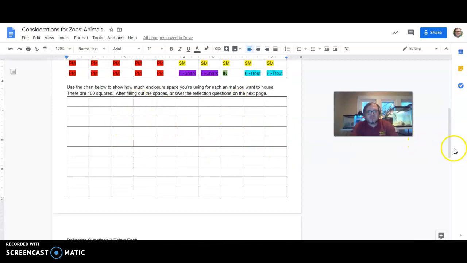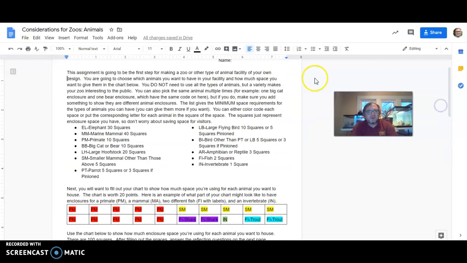100 squares in there, but it should be very easy to fill up. Don't worry about that. You do not need to use all of the types of animals that are listed here, but a variety makes your zoo interesting to the public. You can also pick the same animal multiple times. For example, we've got the code here BB for a big cat or a bear. So you could have one enclosure that is BB, that means a big cat, and one that means a bear. But if you do that, make sure that you have something to indicate that they're different from one another.